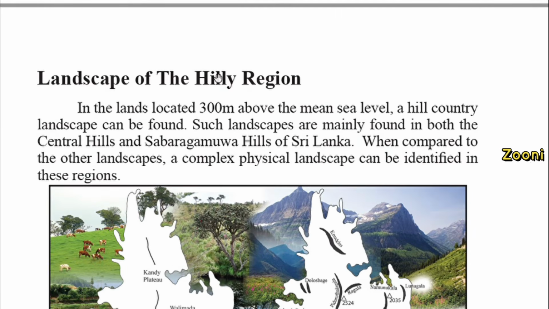Landscape of the hilly region in the island: lands located 300 meters above the mean sea level. Okay, we call it the hilly region because the lands are located 300 meters above the mean sea level, and a hilly country landscape can be found. Such landscapes are mainly found in both the central hills and Sabaragamuwa hills of Sri Lanka. When compared to the other landscapes, a complex physical landscape can be identified in these regions.